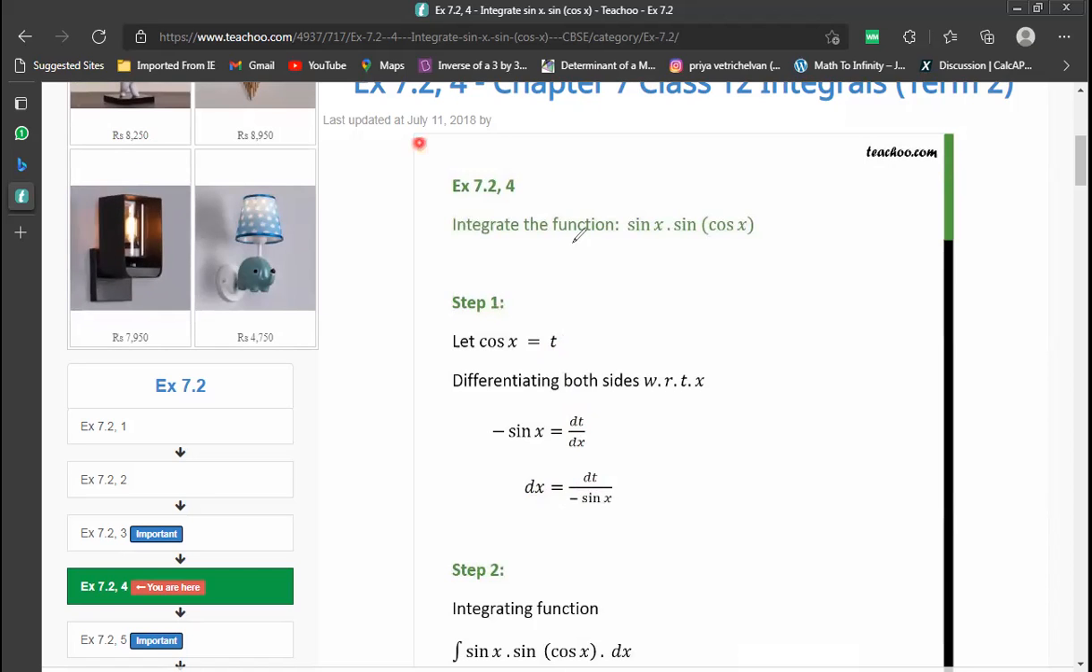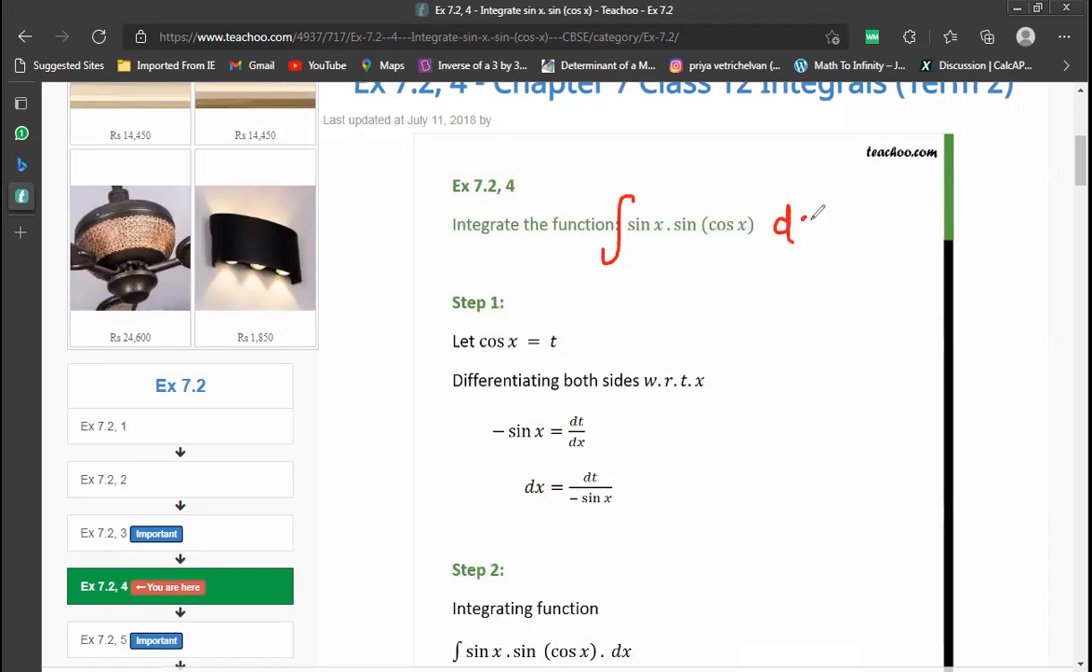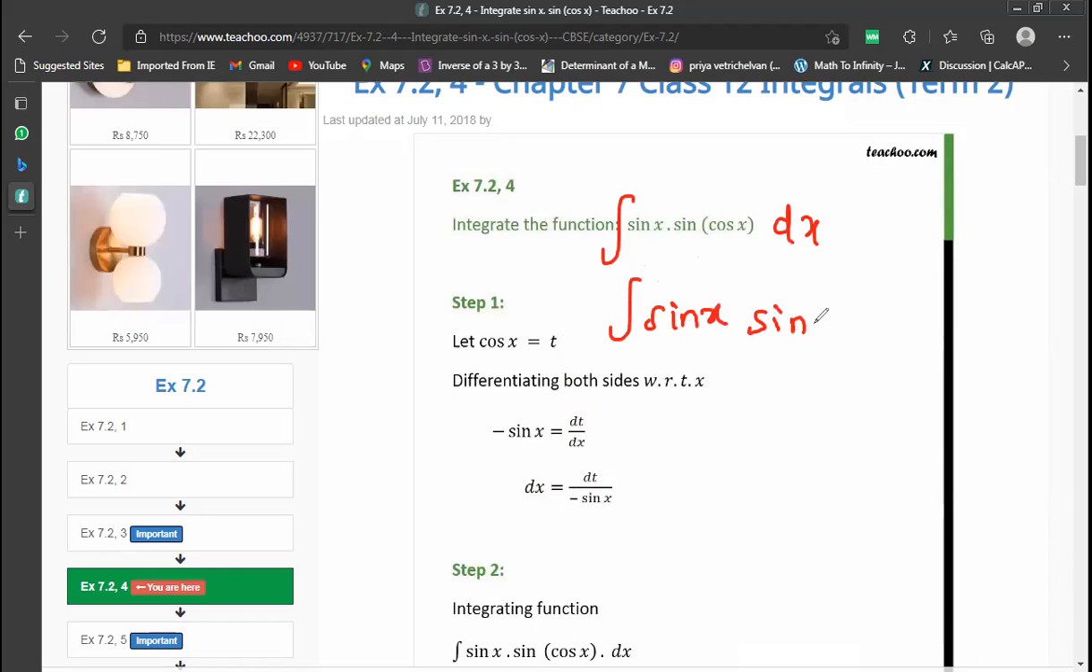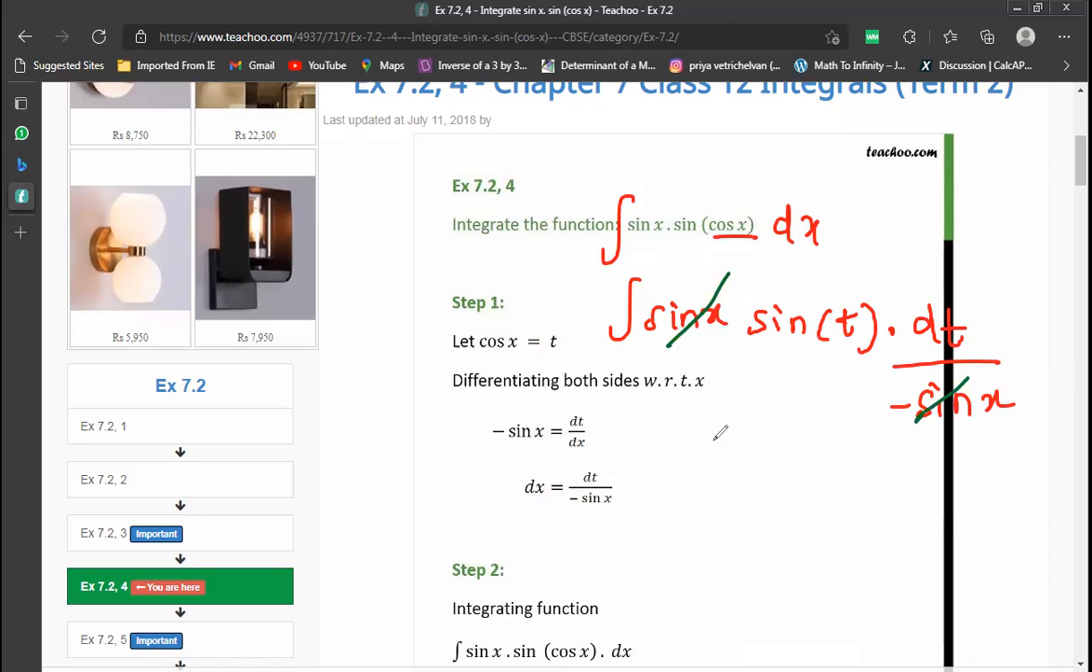Now you just change the question. Write sine x as sine x, and sine of cos x can be written as sine of t, because cos x is t, isn't it? And dx is dt upon negative sine x. So sine x and sine x will cancel out each other. You will have minus sine t dt.